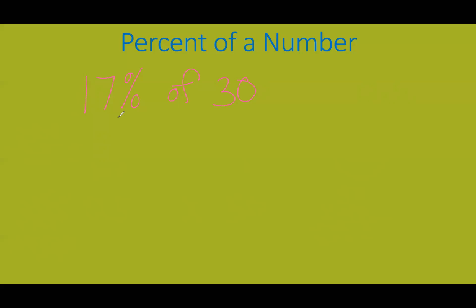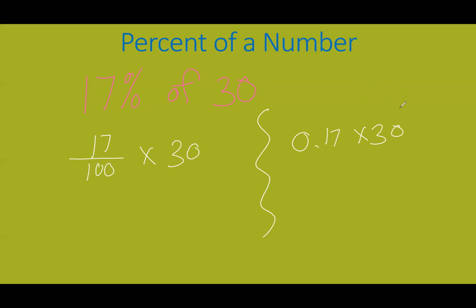Did you get 17/100ths times 30? Or maybe you got 17/100ths times 30. Either way you did it would be correct. And now all we have to do is do the math. This becomes a 1. 17 times 30. Let me use my scrap paper over here. 17 times 30. Put my 0 there.